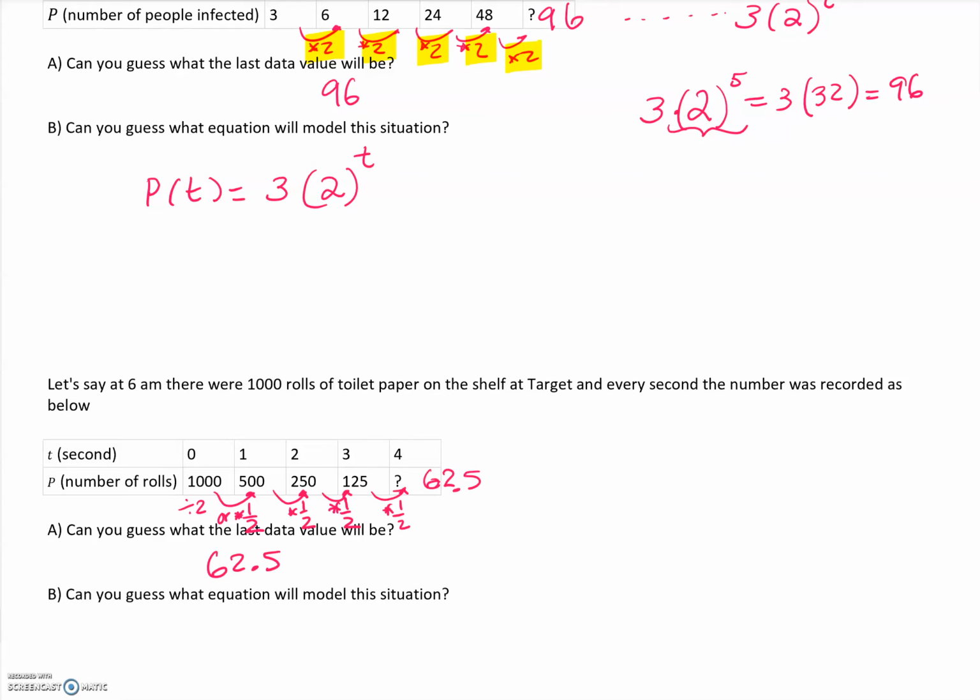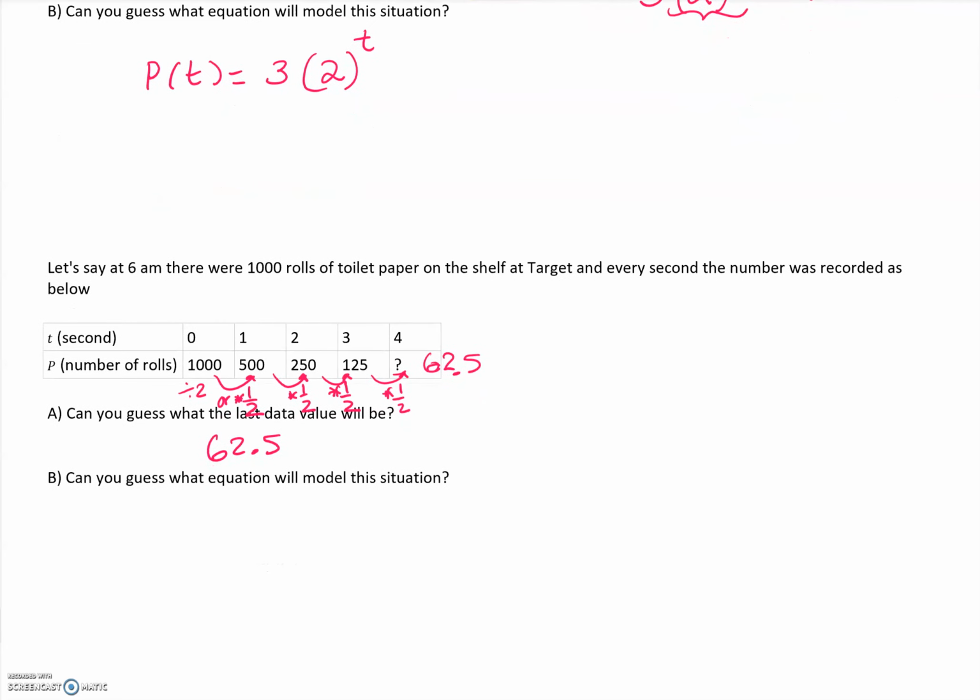Now, can you guess what the equation would be in this situation? Well, the same thing that I did before happened here. I started with 1,000 rolls, and then I multiplied that 1,000 by 1/2 to get to the next one, and then another 1/2 to the next one, another 1/2 to the next, and by the time I got to the 4th step, I multiplied it by 1/2 four times. So we can say that's 1/2 to the 4th. And if you do the math there, it's 1,000 times 1 over 16, and that'll give you the 62.5 that you got to by multiplying by 1/2 over and over.